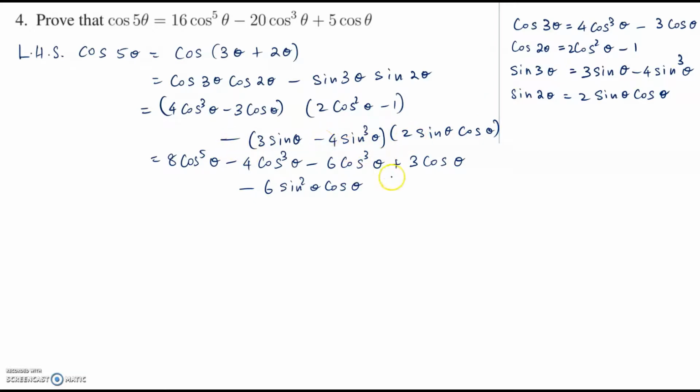Minus into minus will become plus. 4 times 2 is 8. Sine cube into sine theta would be sine to the power 4 theta, and you have a cos theta here.